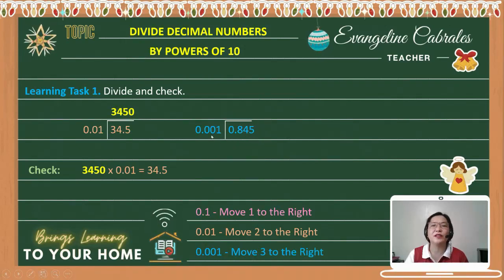845,000 divided by 1,000. Dahil ito ay 1,000, ilang beses ang movement? 3. Papunta saan? Sa kanan. So, let us move. 1, 2, 3. So, this is 1 and 845,000. 3 beses ding mag-move. This will be 1, 2, 3.